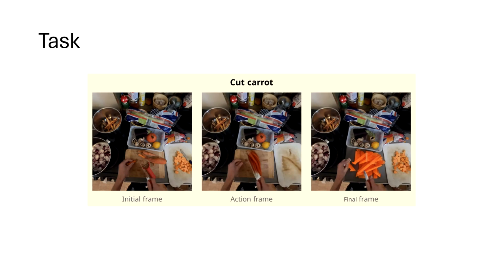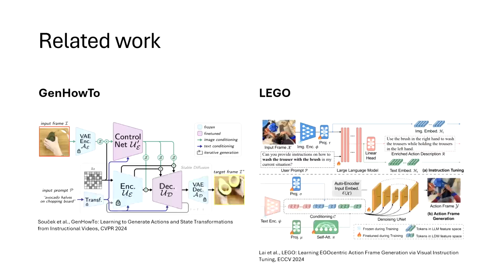Given an input frame representing the current state of cooking and the next action specified by a recipe, we aim to generate the action frame that shows the moment of action execution and the final frame which represents the cooking state after the action is complete. Previous methods like GenHow and LEGO rely on detailed textual descriptions and additional data annotations for fine-grained visual-textual alignment. In contrast, VisualChef uses mask-based visual grounding and object-centric inpainting to simplify alignment and enhance efficiency.